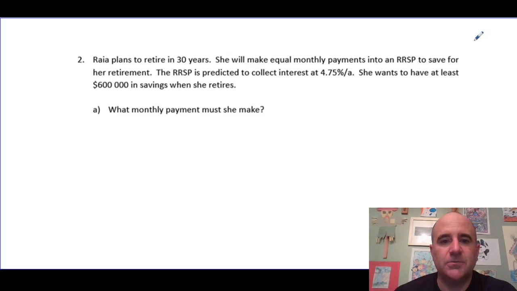So this question, again, you could use the formula to solve for it. We're looking for the monthly payment. So you could use that R equals FV times i, all divided by that mess of an equation that we worked on earlier today. But we're going to answer this question using the TVM solver. So let's look at that.